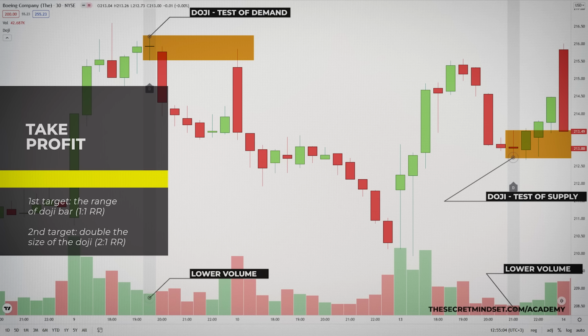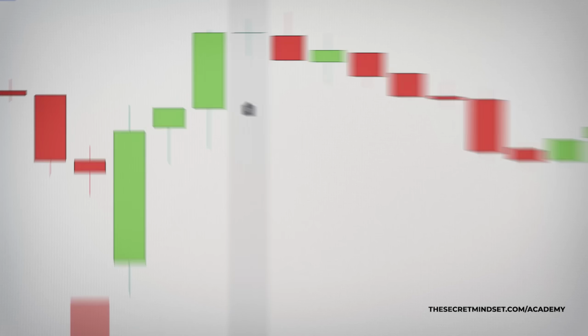The second profit target is double the size of the Doji. This will get you closer to a 2-to-1 reward to risk ratio.